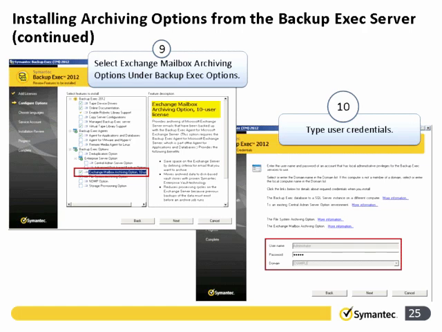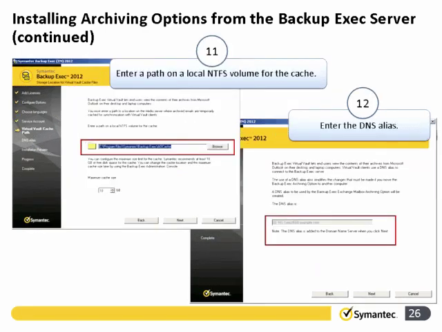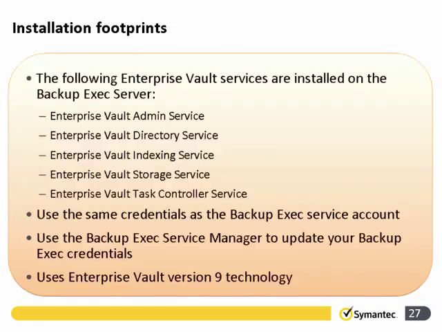Same is true if you want to install the Exchange Mailbox Archiving option, and you could do both at the same time if you were licensed to do both. So enter the credentials, enter the path. You do need to enter a DNS alias, and the installation will continue. For the footprints, these archiving options are going to add services to your Backup Exec server.